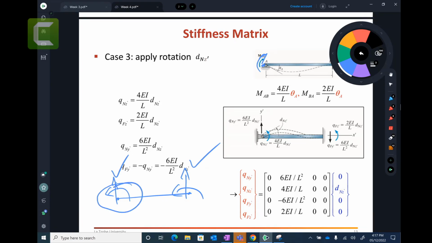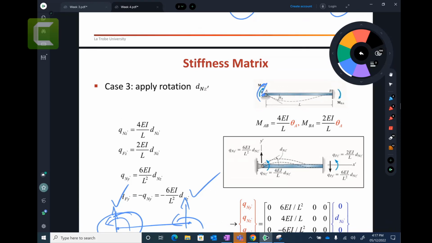So if I want to rotate this end by 1, let's say I want to rotate this end by 1 radian, the amount of moment required to rotate this end is 4EI on L. And if you just multiply this one by theta, then you multiply by theta. And then the reaction moment that you're going to create is the half.